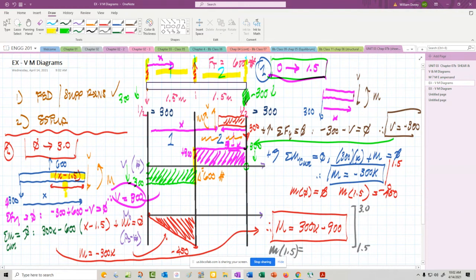Moment at 1.5 gives us minus 450. That's that point. That's good. And the moment at 3 is going to be 0. So I connect those two. I can put more points in there, but that's a linear function, so I can connect those two. And it brings us back to 0, which corresponds to what's happening at the ends because there's 0 moment there. Therefore, I'm happy with that solution.